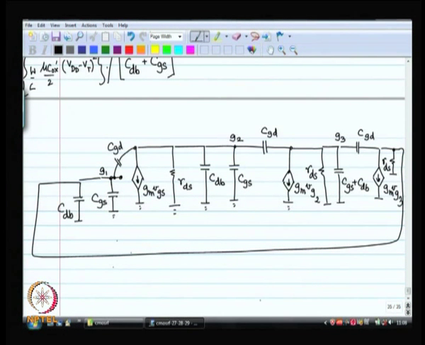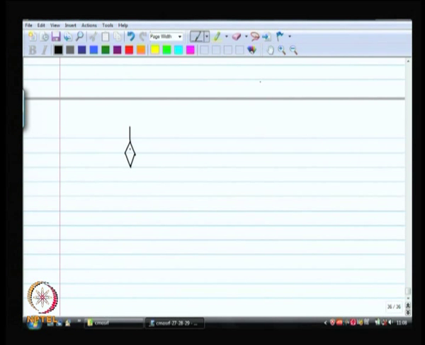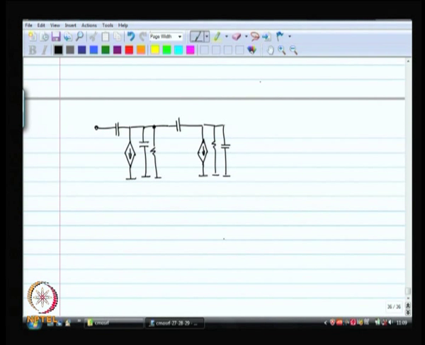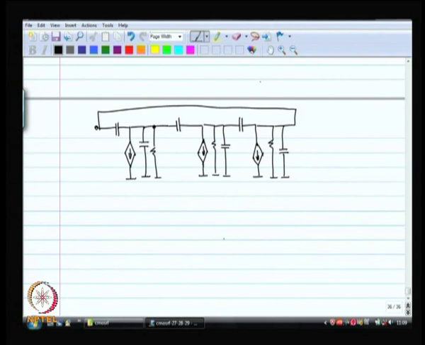All right, so this is what you've got. You've got a complicated network. It's not really that complicated. You can simplify this to this. Right.